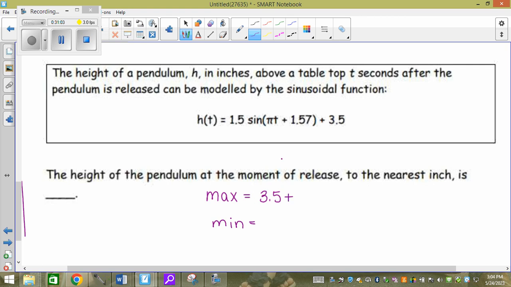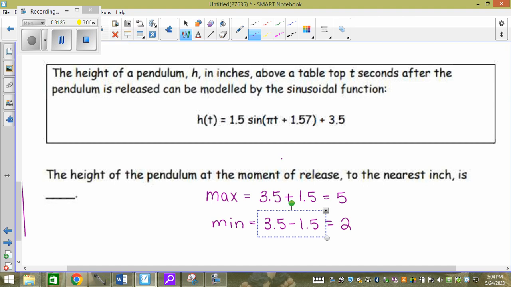What if this was a negative 1.5? I would still use positive 1.5. So I go 3.5 plus 1.5, which is 5. This baby's maxing out at 5. Then I have 3.5 minus 1.5, and it's minning out at 2.